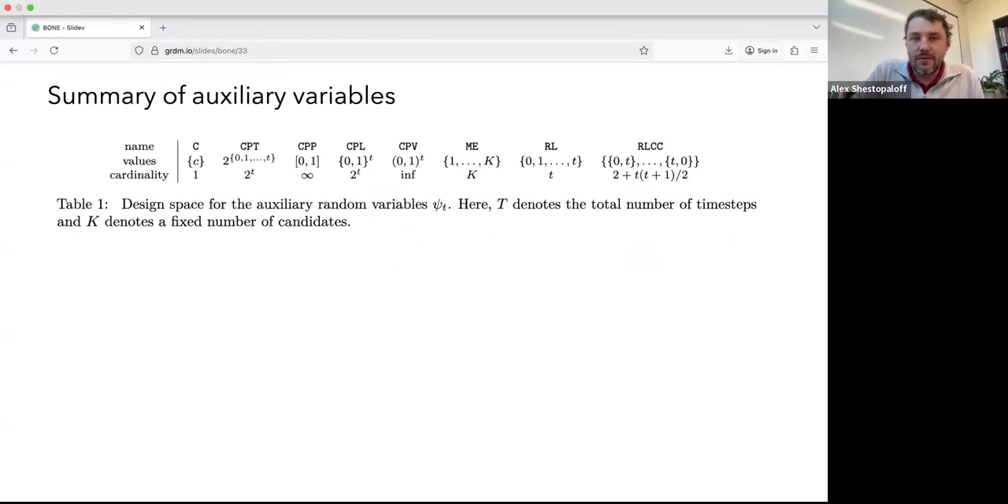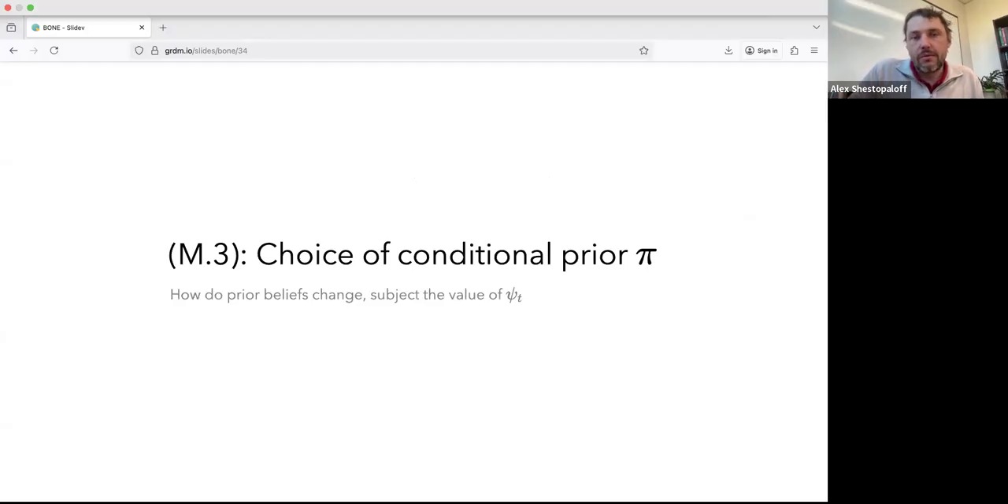Okay, so here are some auxiliary variables. I haven't covered all of them in the past slides, but these are covered in our paper, and these are the different things that we found in the literature that have been used to track non-stationarity over time. Some of them are trivial, some of them have a fixed dimensionality, like for example RT. Some of them have growing dimensionality, like for example CPL and so on.